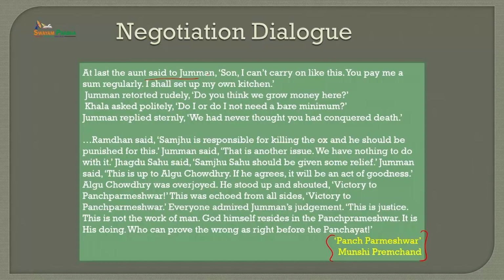So the aunt said, "Jumman, son," this is a negotiation, "son, I can't carry on like this. You pay me some regularly, I shall set up my own kitchen." Then what did the negotiation lead to? Jumman retorted rudely, again this is a dialogue tag, "Do you think we grow money here?" Khala asked politely, "Do I not need a bare minimum?" Jumman replied sternly, "We had never thought you had conquered death." So this is a kind of negotiation, and thereafter she went to the panchayat, Panch Parmeshwar.